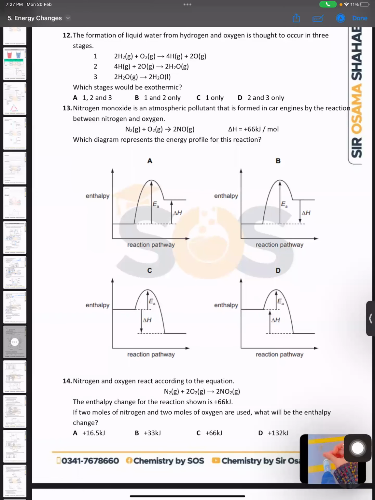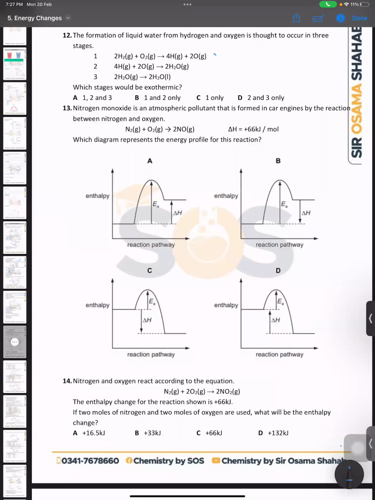Start question number 12. Yes, Fatma, are you there? Yes, sir. So question number 12. B. Okay, so the formation of liquid water from hydrogen and oxygen is thought to occur in 3 stages. Which stages would be exothermic?